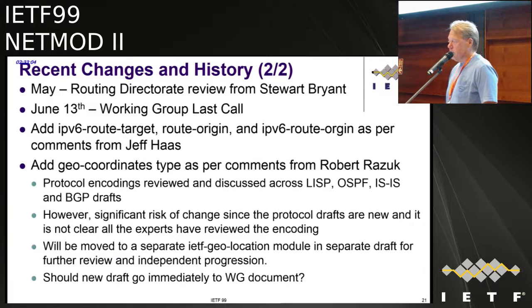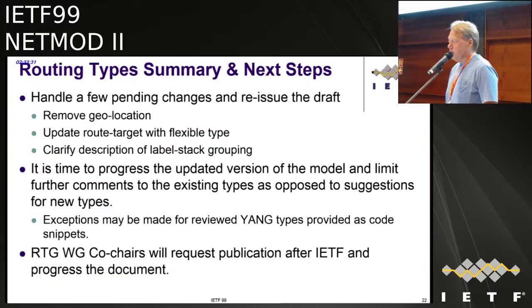Let's see if there's anything interesting. Yeah, you can see with the geo coordinates, we don't feel those drafts are mature enough. I'm on some of those, and none of them are working. There's one in LISP that Dino's the editor of. There's one in BGP and one in OSPF and ISIS. So we're going to pull that out and put that into separate modules if we want to go forward with routing types, given that all the routing models refer to those, so we can get that published.